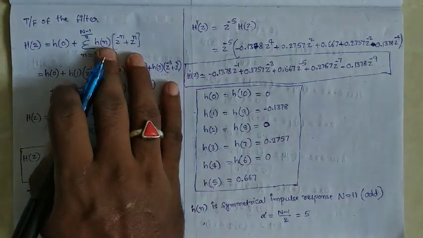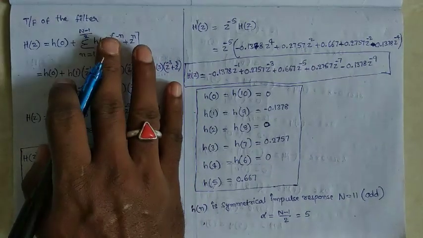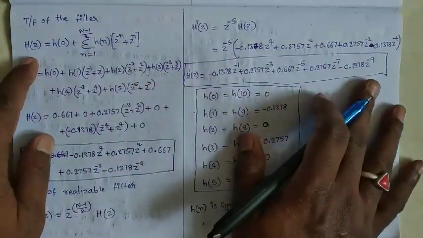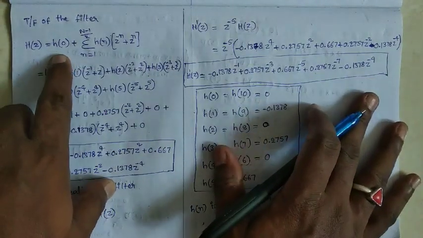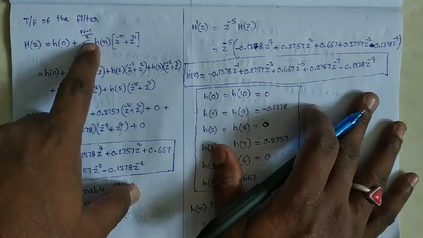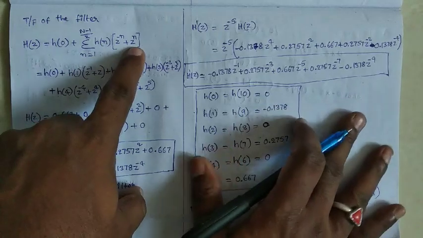How do we determine the transfer function of the filter? The transfer function of the non-causal filter is calculated by using this formula: H(z) = h(0) + summation n = 1 to (N-1)/2 of h(n)[z^-n + z^n].